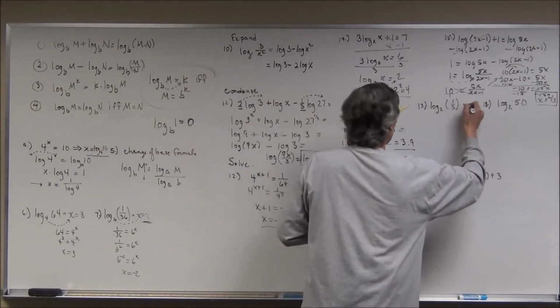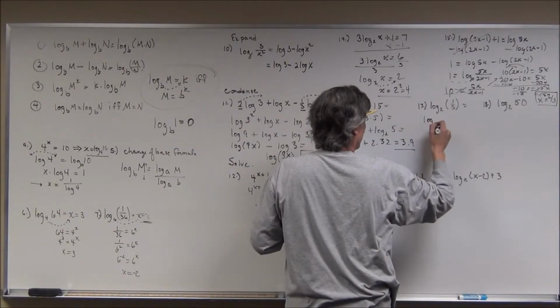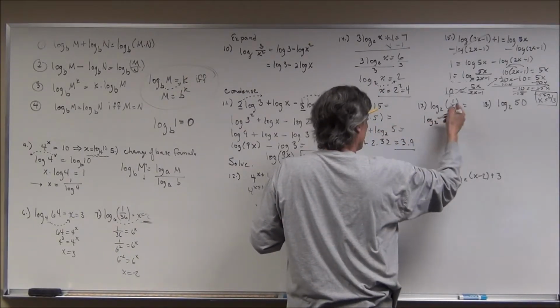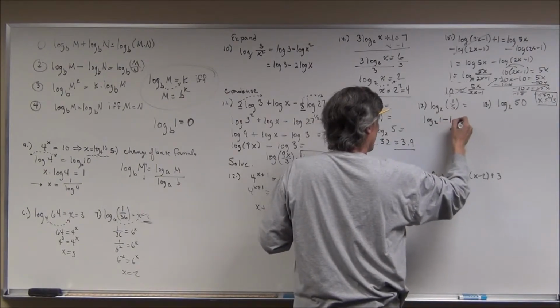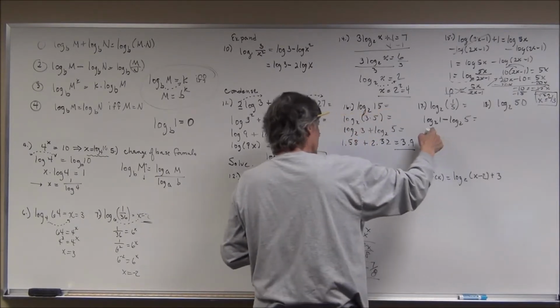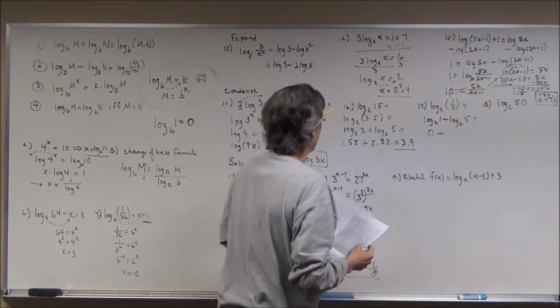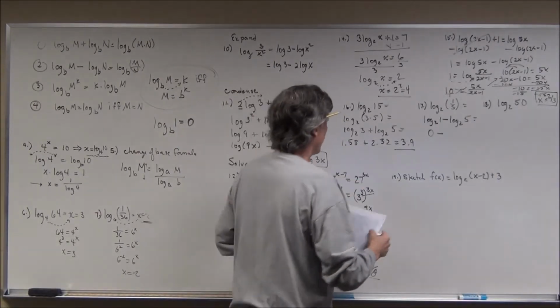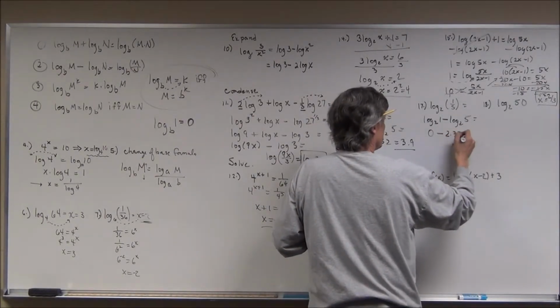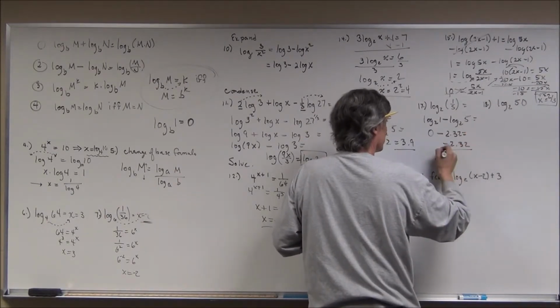So if I write this using property 2, I would have log base 2 of 1 minus log base 2 of 5. Well, I just said that any base log of 1 is 0, so this is 0 minus the log base 2 of 5, which I said a little bit ago was 2.32. So 0 minus 2.32 is negative 2.32.